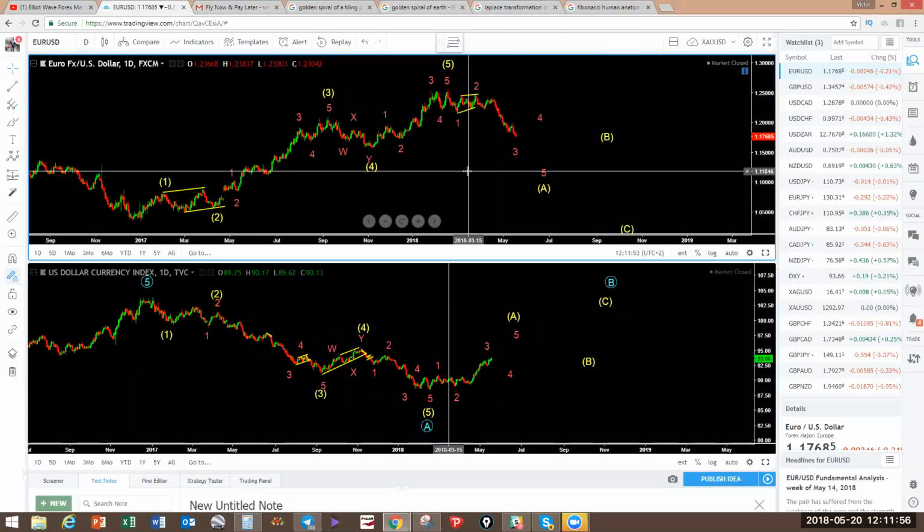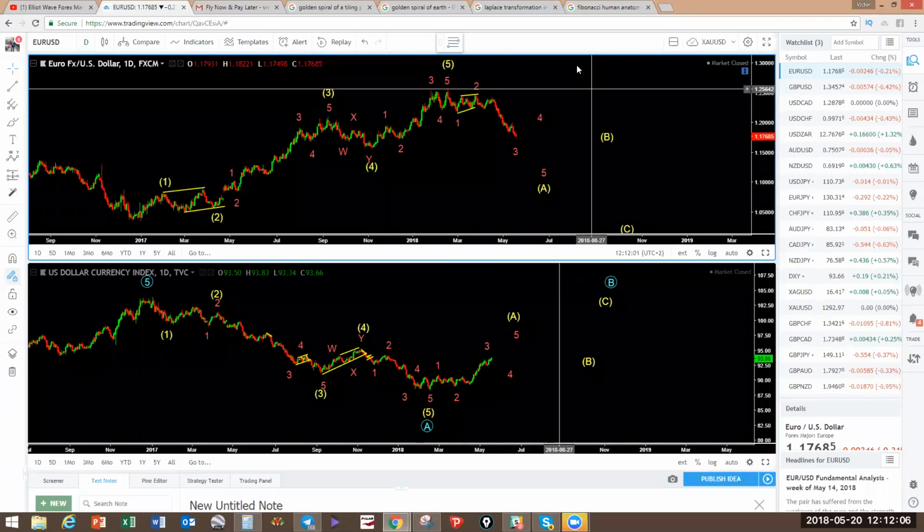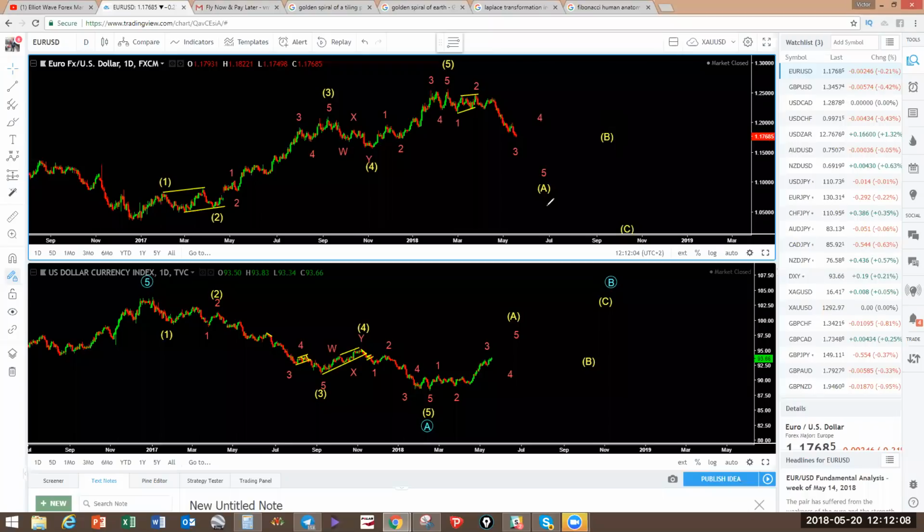The reason it's so accurate is because the patterns don't change. A pattern means repeat, so these things keep repeating themselves. All right, so let's get started with the Euro US dollar and the dollar index correlation. Today I'm going to look at both the dollar index and the Euro US dollar individually. What I have now is the correlation.